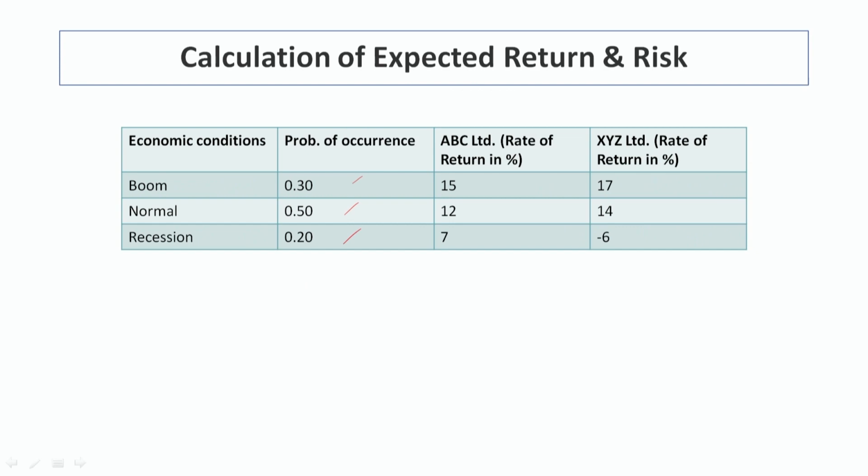So now consider this example. We have 3 economic conditions: boom, normal and recession. The probabilities are 0.3, 0.5 and 0.2. The return of ABC Limited is 15%, 12% and 7% in the 3 economic situations. Similarly, XYZ company gets 17%, 14% and minus 6% return.